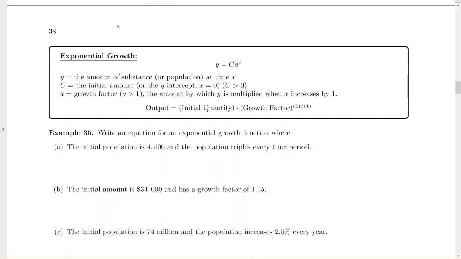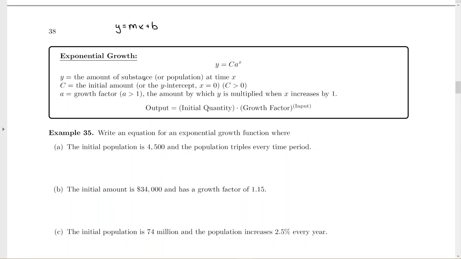So we've talked about the linear function, y equals mx plus b, or f of x equals mx plus b, where if we knew the slope and the y-intercept, we could write the equation of a linear function. We're now going to talk about exponential functions, or exponential growth specifically.